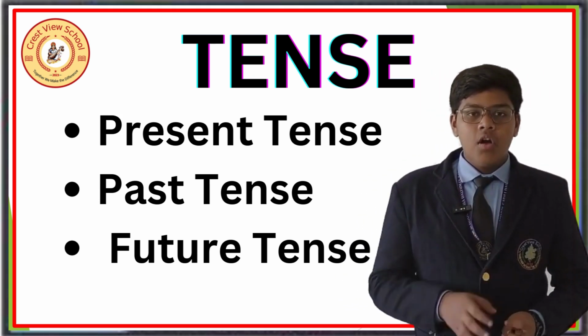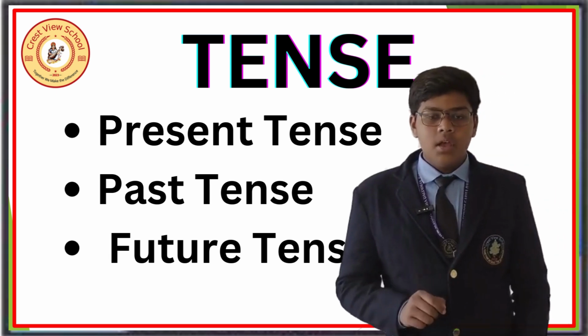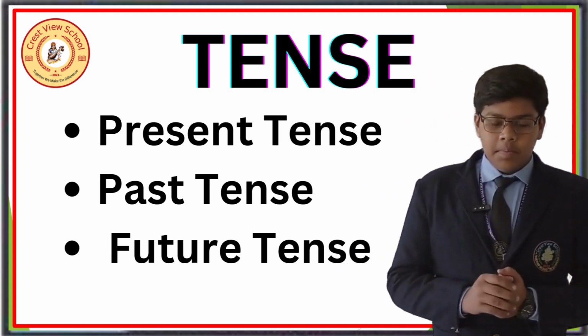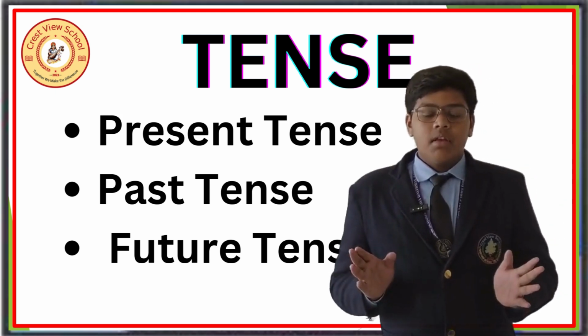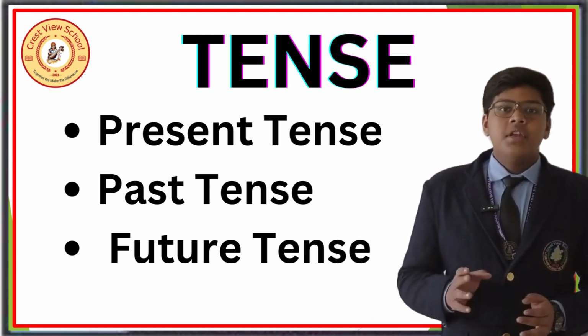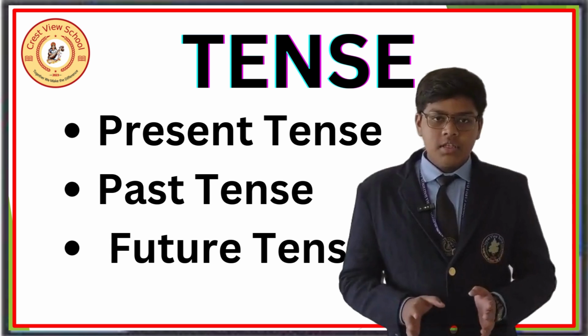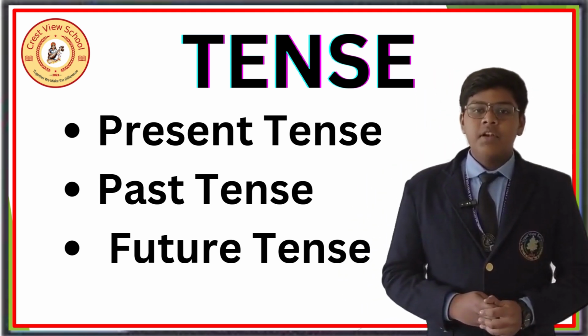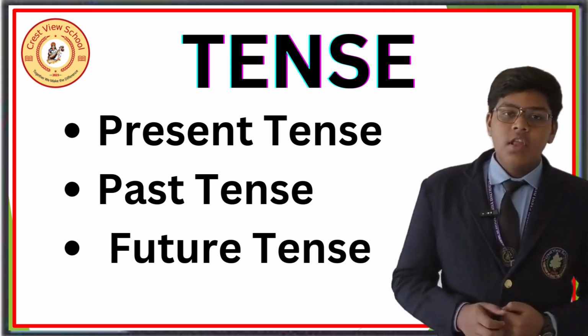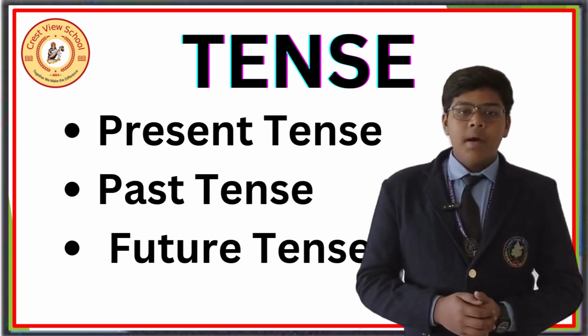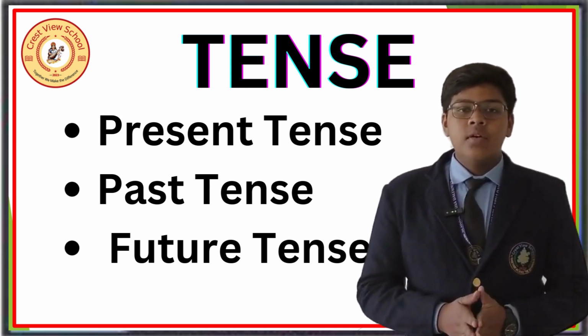And they all have four subtypes. So the present tense has four subtypes. That is present indefinite tense, present continuous tense, present perfect tense, and present perfect continuous tense. Similarly, past and future are also categorized. So today we will discuss all four subtypes of present tense.